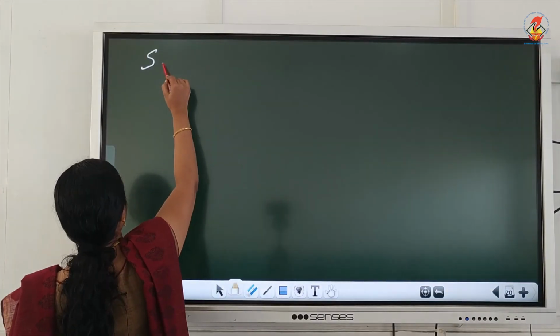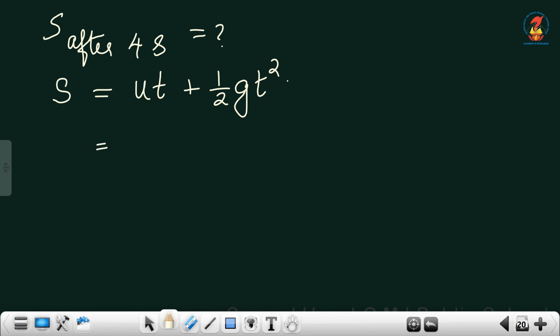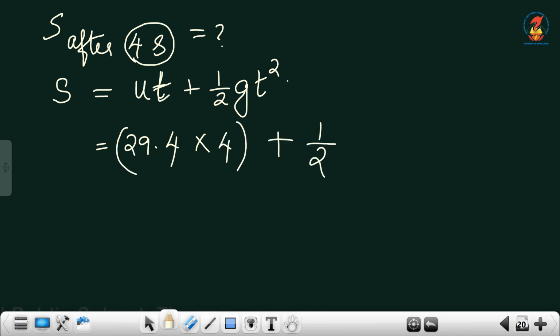Now, the third subdivision is find its position after 4 seconds. Again, you can use the same equation to find the position. S is equal to ut plus half gt square. That is, u is 29.4 into time, which is given as 4 seconds. So instead of time, substitute 4, plus half into minus 9.8 into time, 4 square.